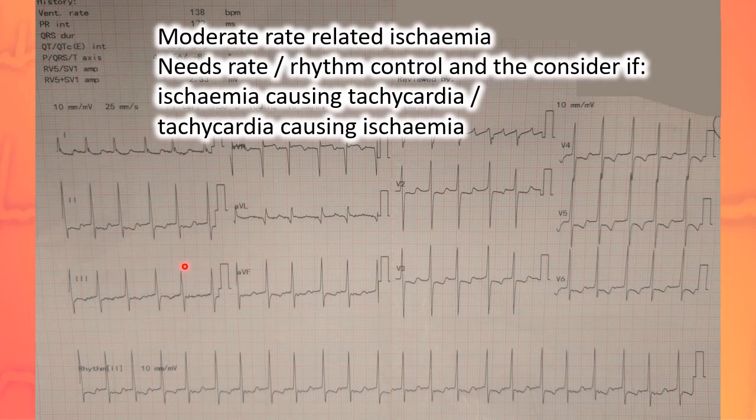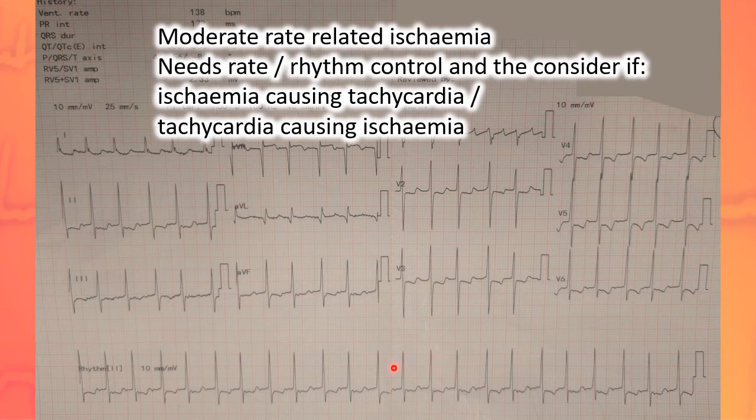So the diagnosis here is a moderate degree of rate-related ischemia. The patient needs to have rate or rhythm control and GTN, and then consider if the ischemia is causing the tachycardia or the tachycardia is causing the ischemia.